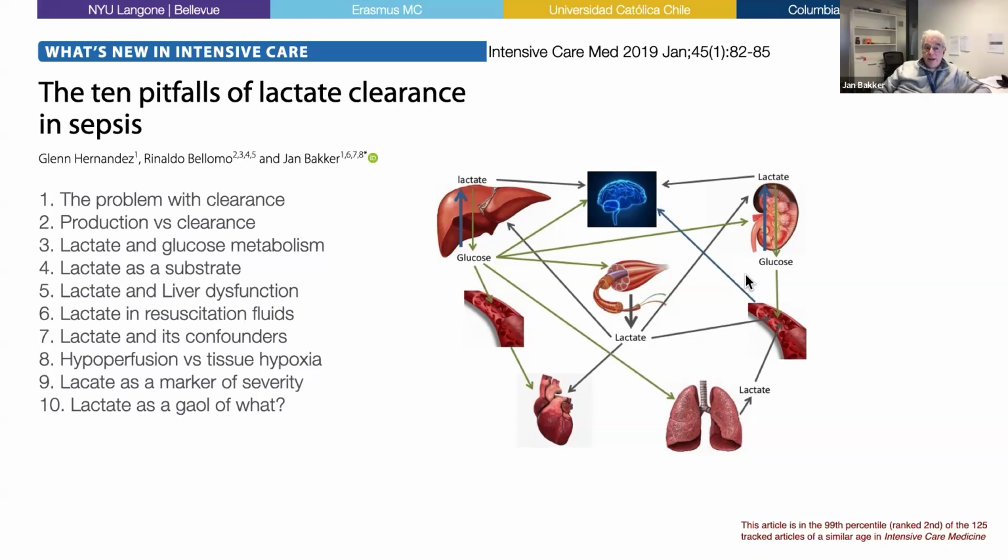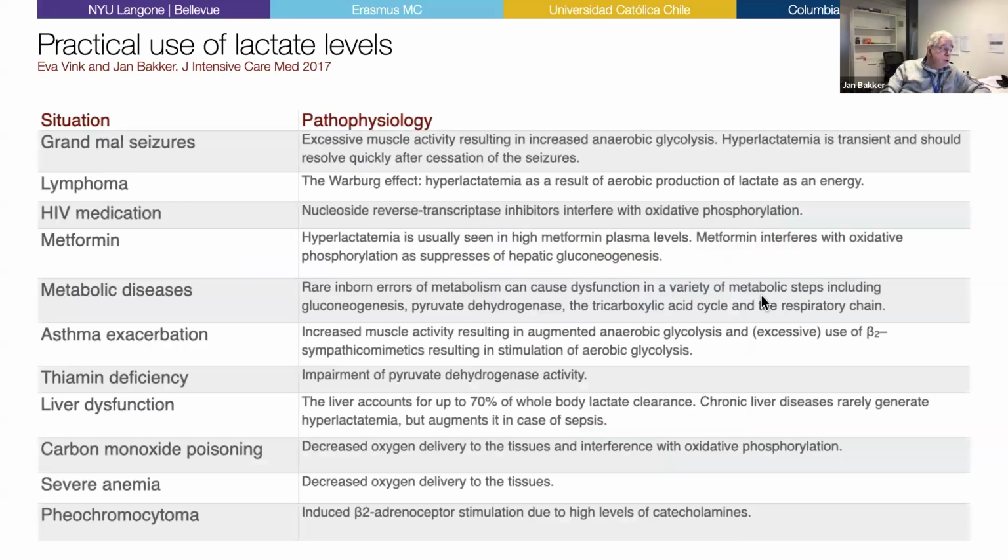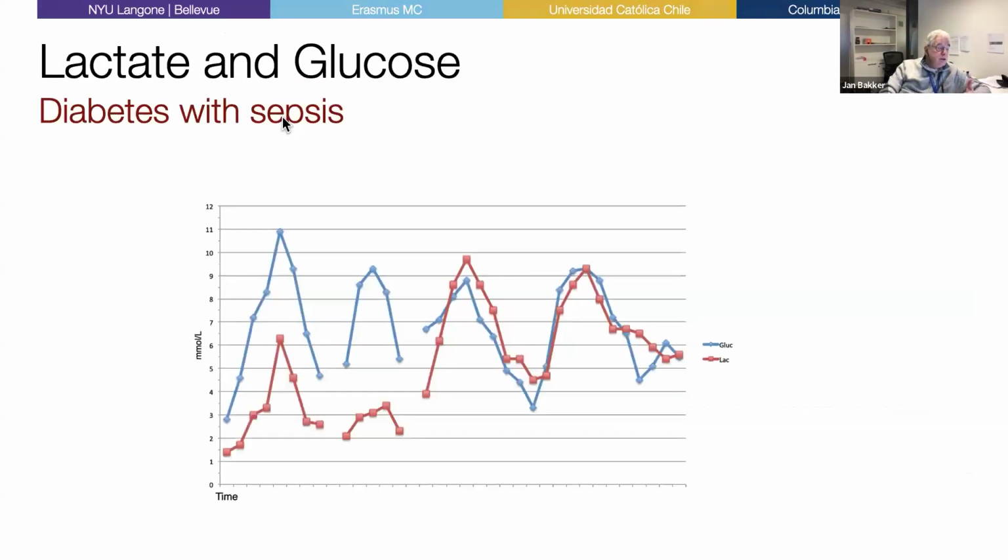So beyond your next lactate, it is very difficult to use lactate in clinical practice because there are so many factors that influence your lactate levels. That's what we did in a clinical review, how to use lactate levels in clinical practice, already some time ago. Eva Vink wrote this, and we reviewed all these factors that may influence the next level of your lactate beyond cardiac output, hemoglobin, saturation, and demand.